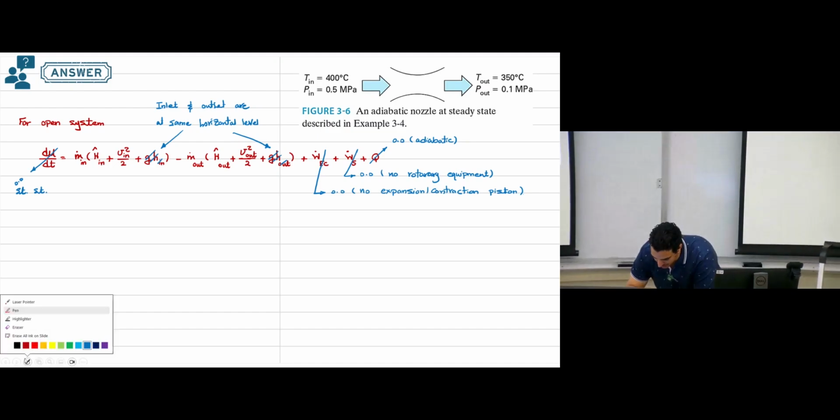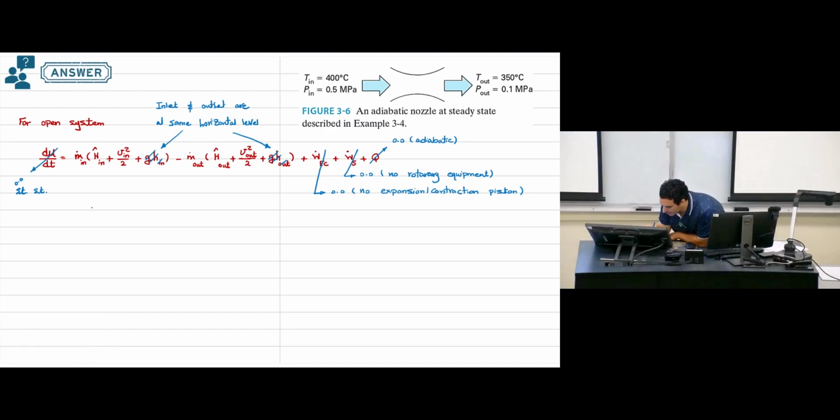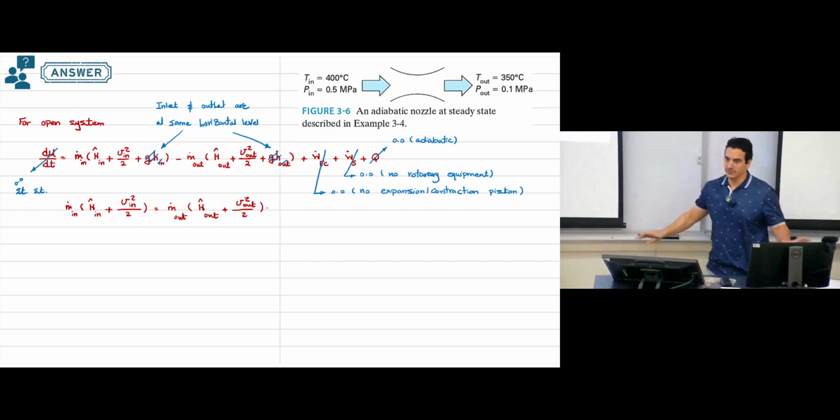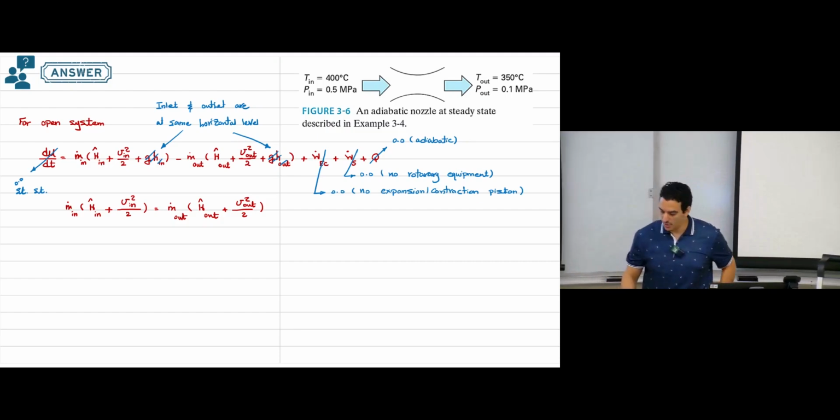So what we have here at the end, this equation will be inlet mass flow rate times specific enthalpy of the inlet plus kinetic energy of the inlet, equal to mass flow rate of the outlet times specific enthalpy of the outlet plus kinetic energy of the outlet. After we cancel all of these terms, this will be what we have at the end.